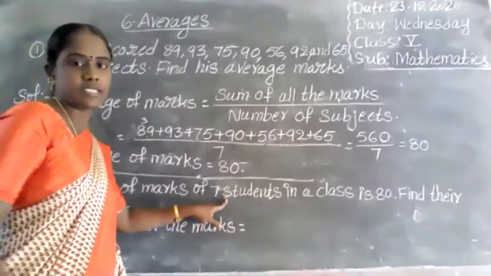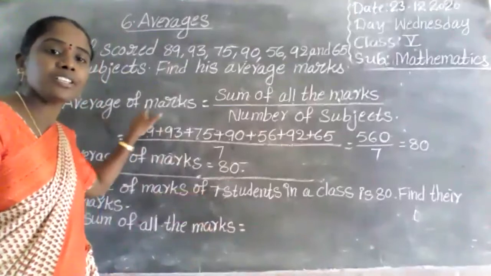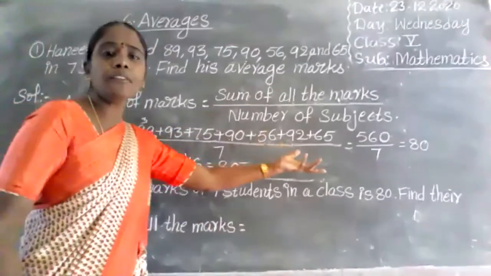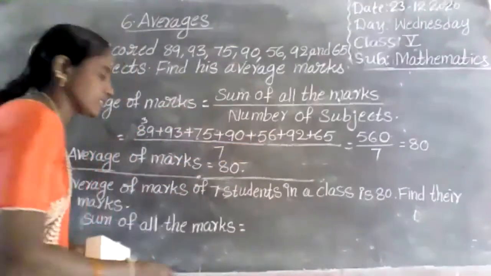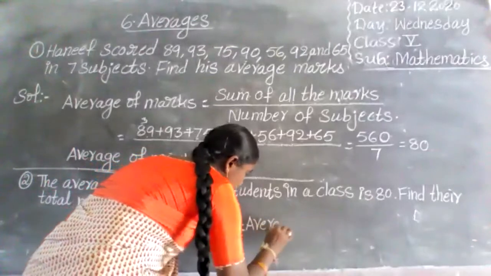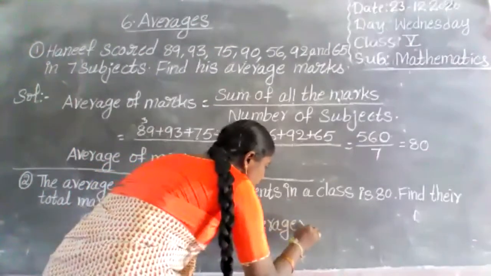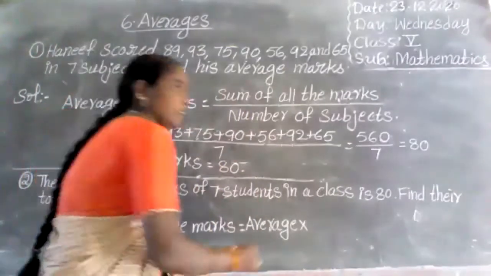But here, students are given in this question. So we have to write average of marks into number of students. Average into number of students, we can write that one also.